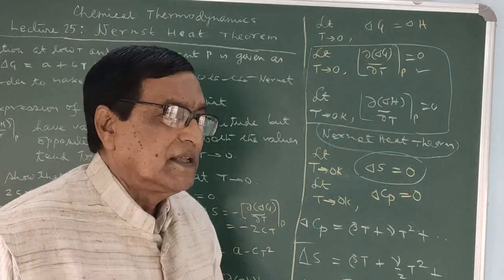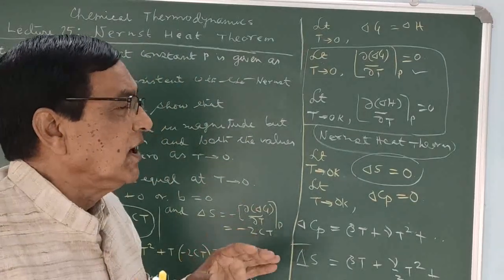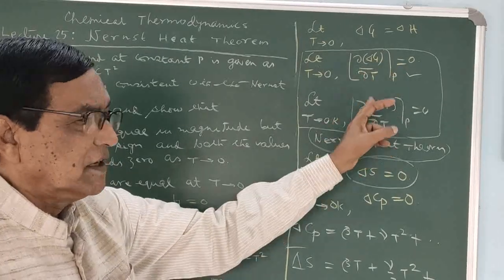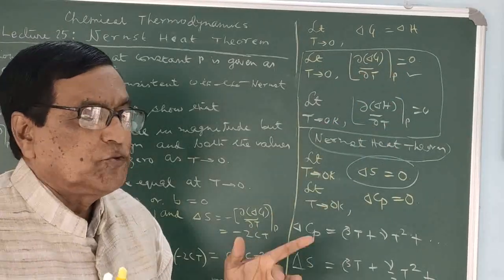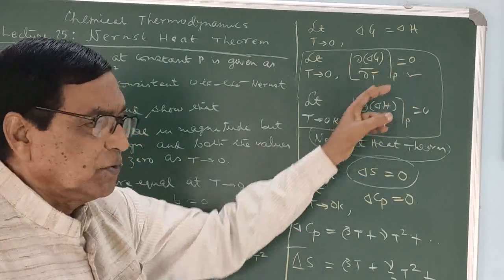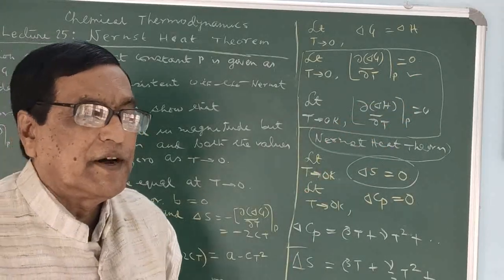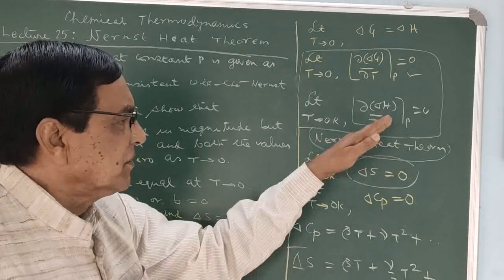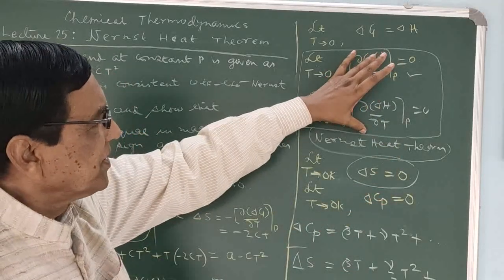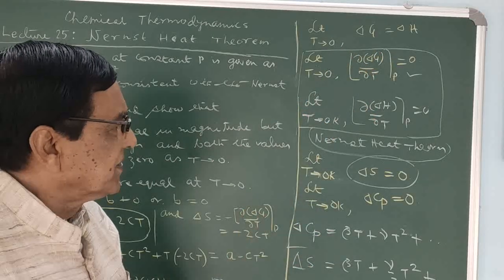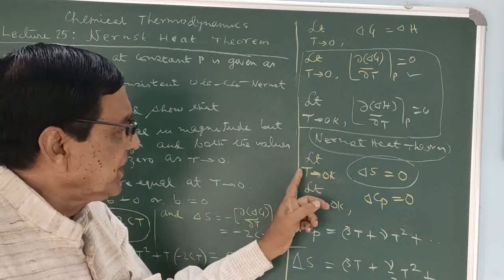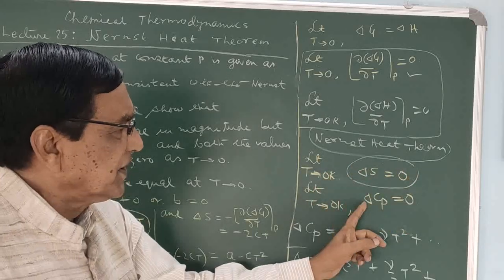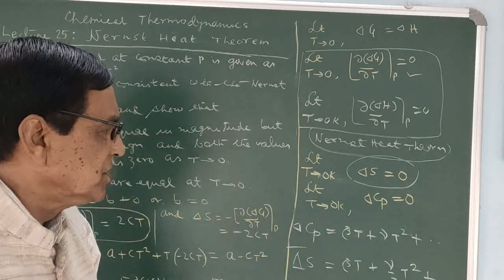So far I have discussed fully the Nernst heat theorem. This is a pair of relations, very innocent looking but having far-reaching consequences. The implications of these two relations are that when T tends to 0 Kelvin, delta S equals 0 and delta Cp also equals 0.